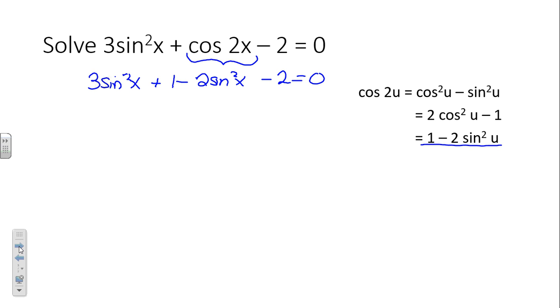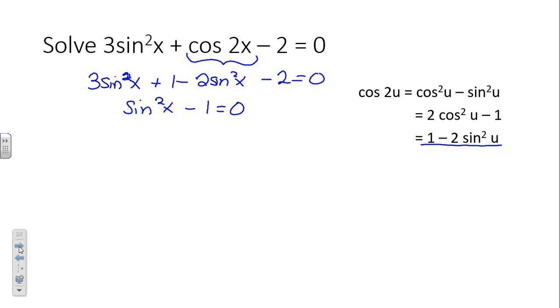Okay. So now what? Yeah, we're going to take these guys as like terms, right? And these guys are like terms. So if we have 3 sine squared of x minus 2 sine squared of x, we get sine squared of x. And if we have a positive 1 and a negative 2, we'll have a negative 1.